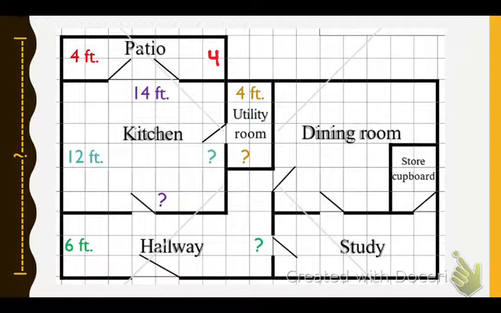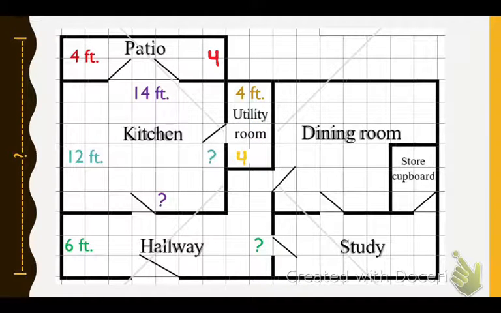Who can help me out with another one of the question marks? Autumn, which one would you like to do? The one in the utility room. Okay, she wants to focus on the utility room, this one right here. So what would that be instead? 4 feet. That is also going to be 4 feet because you can see on the opposite side over there, that would be 4 feet.